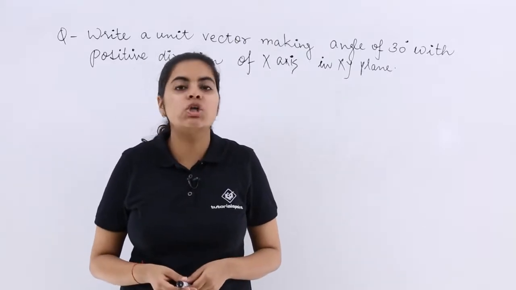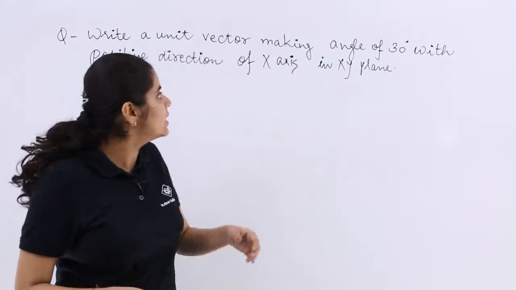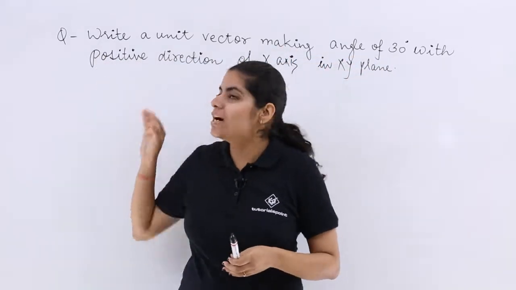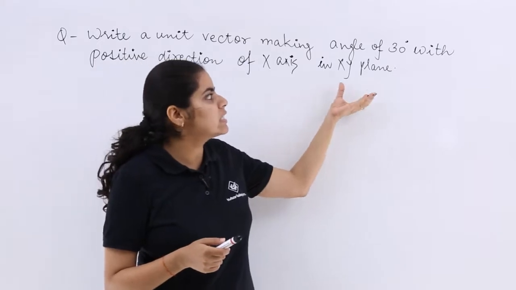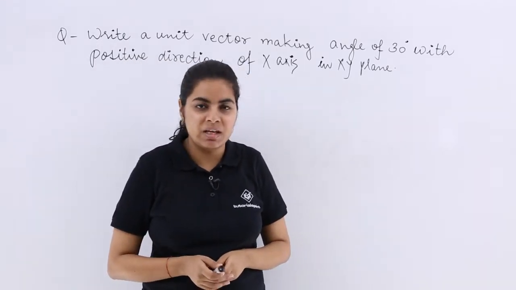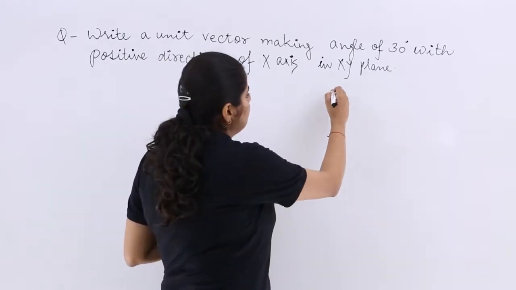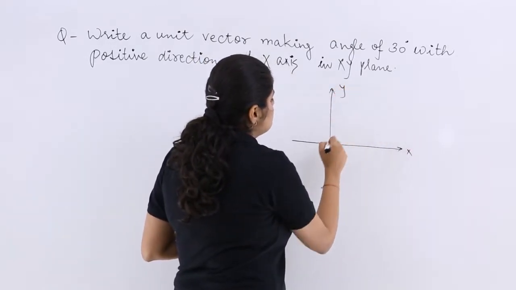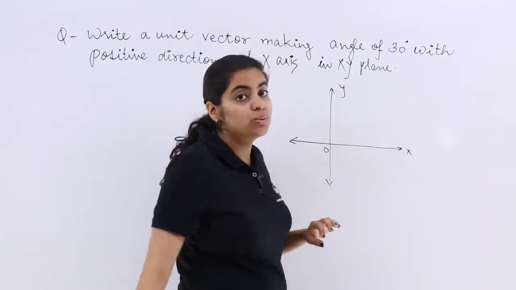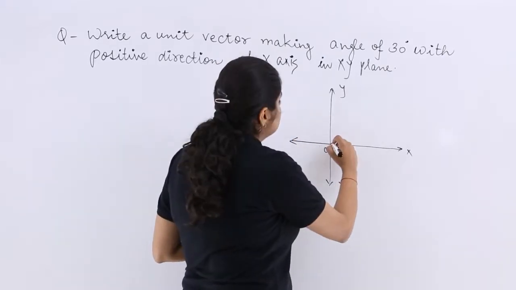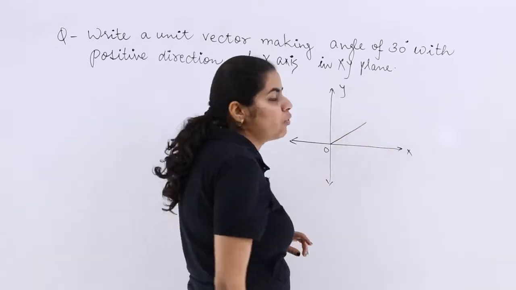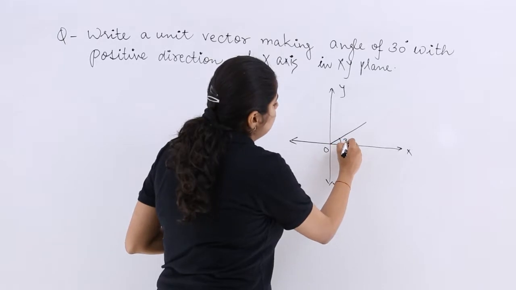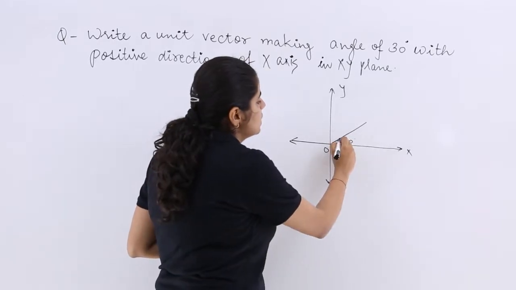So this question is based on the components in 2 dimensions. It says, write a unit vector making angle of 30 degree with positive direction of x-axis in the xy plane. Now, I know that diagrams make questions easier to understand. So, if this is x-axis, this is y-axis, this is O point, what do I have? I have a unit vector that I have to derive or find out. Let me see that I have been given 30-degree angle with the positive direction of the x-axis.